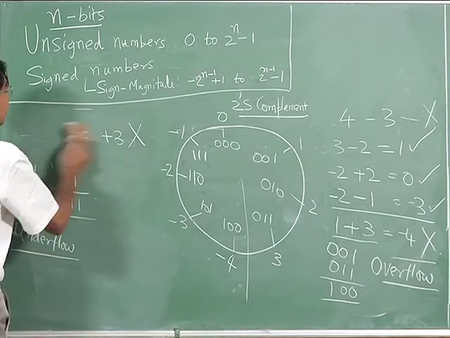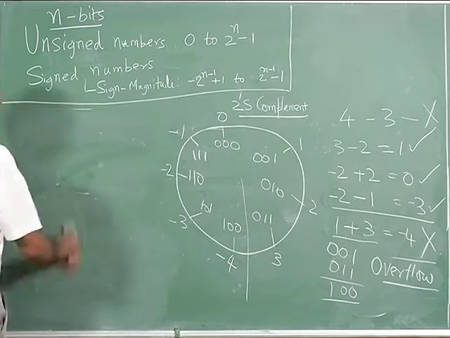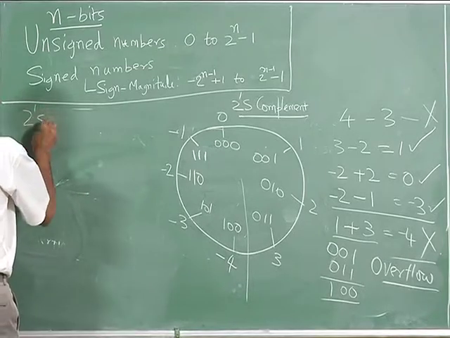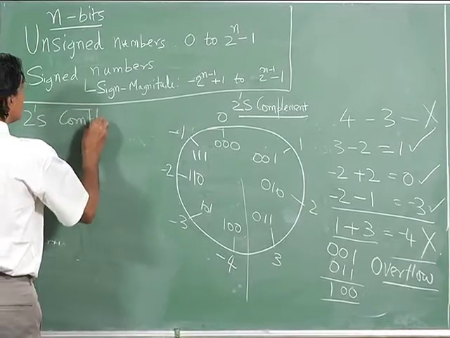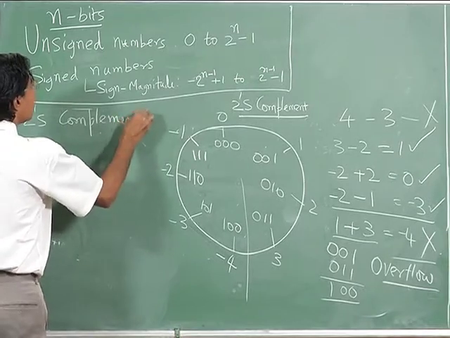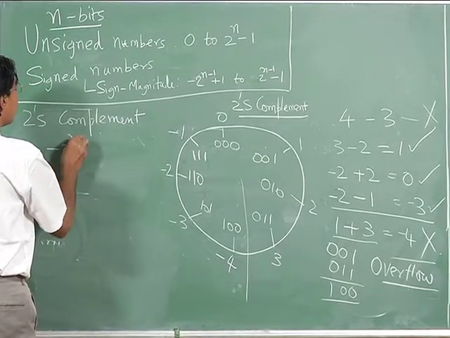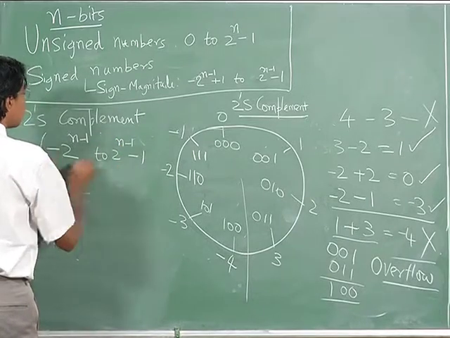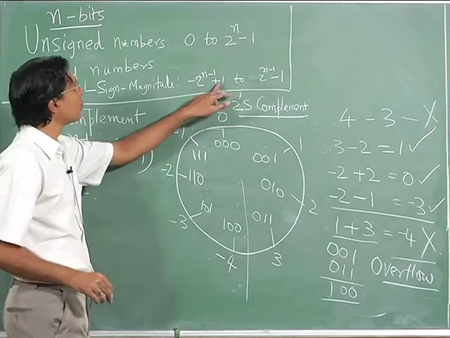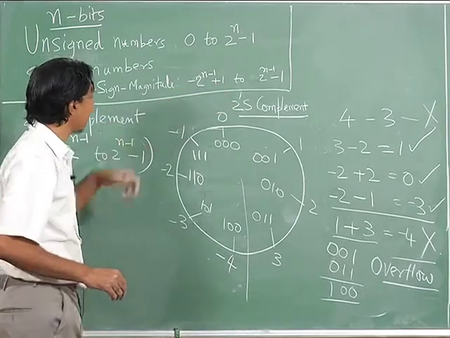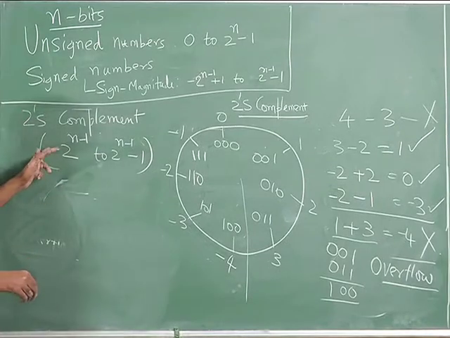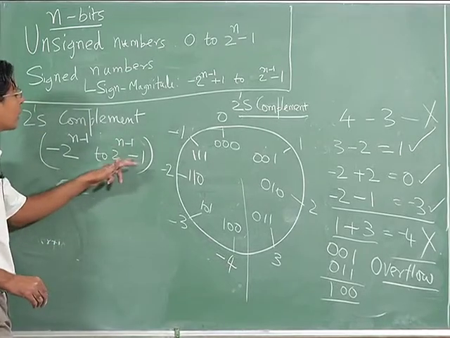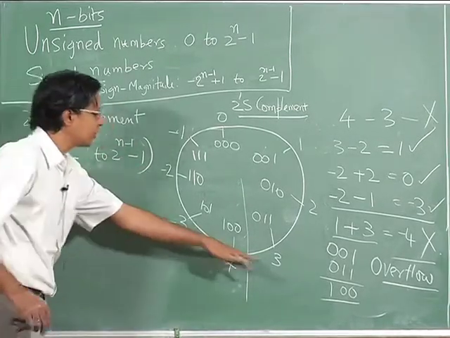So now with these 3 bits, what could I represent? In the 2's complement arithmetic, I can go from minus 2 power n minus 1 to 2 power n minus 1 minus 1. Essentially I could represent one more number than the sign magnitude. With 3 bits I can go from minus 2 power 2, which is minus 4, to plus 2 power 2 minus 1, which is 3.